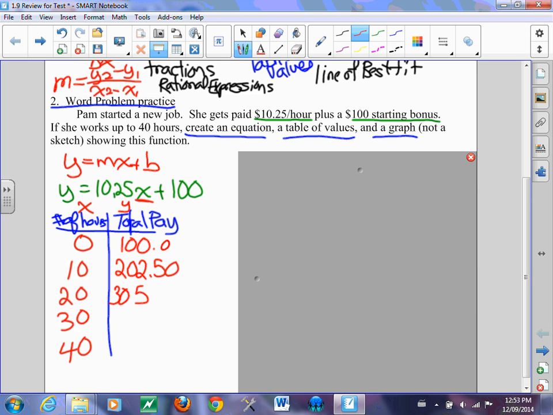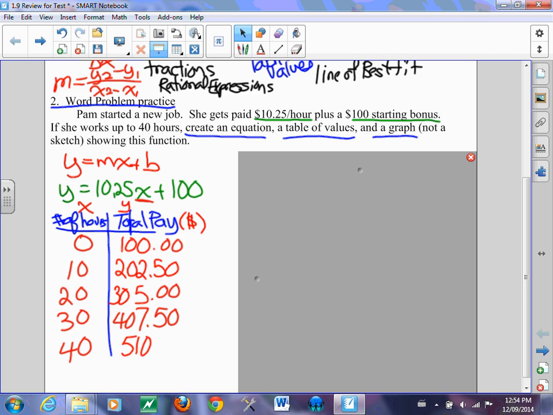Okay, if you want to keep everything consistent and have dollars, units, that's fine. And we can put in an axis here to help us with that. So we got our label there. 30, ladies and gentlemen, sub it in, you'll get $407.50. And for the 40, sub it in, you get $510.